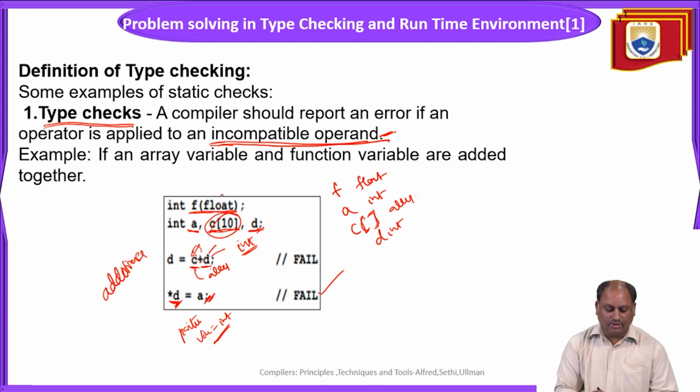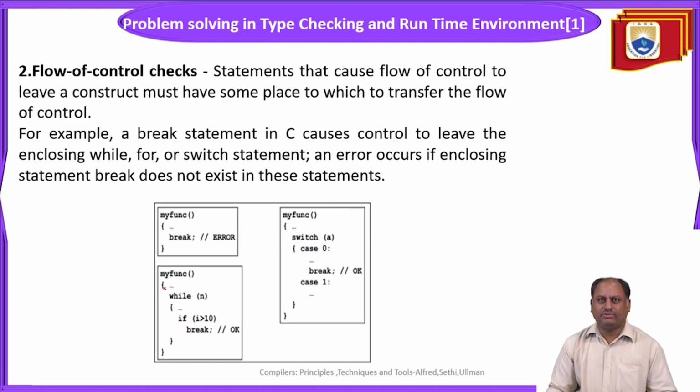So while performing the operations, we check whether the operands map correctly or not, and based on that it verifies. In this example, f, a, the array type c, and then d and star d are related to different pointers, but applying them in these cases makes the check fail. That is one type of check.